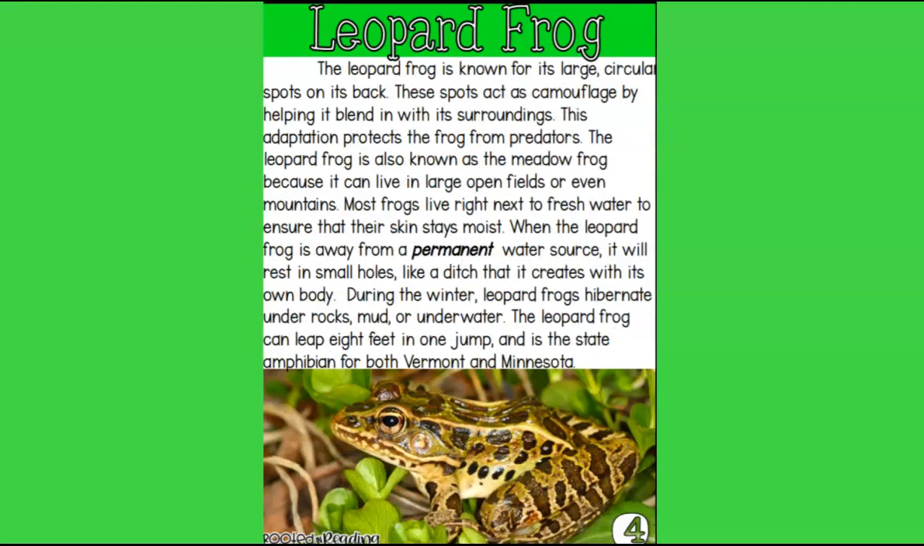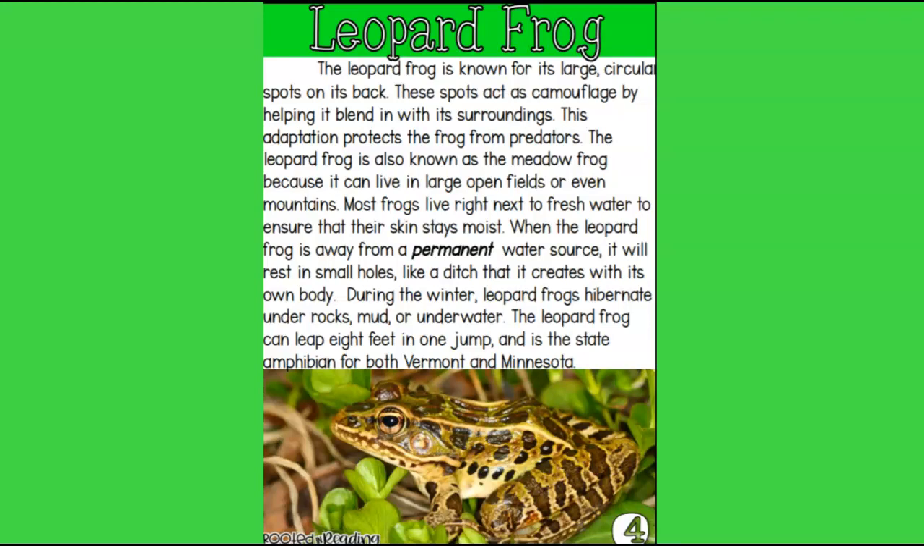The leopard frog. The leopard frog is known for its large circular spots on its back. These spots act as camouflage by helping it blend in with its surroundings. The adaptation protects the frog from predators. The leopard frog is also known as the meadow frog because it can live in large open fields or even in mountains. Most frogs live right next to fresh water to ensure that their skin stays moist.